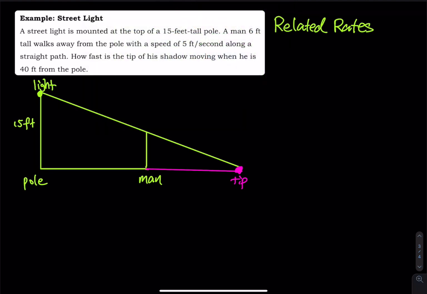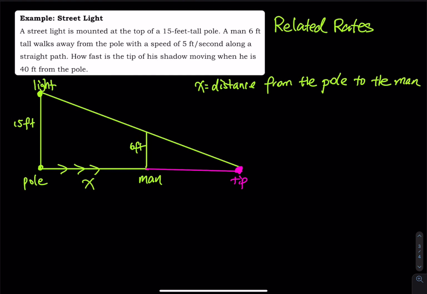A 6 feet tall man, so this is a 6 feet tall man, walks away from the pole. So from here to here, right? This direction, this is the bottom of the pole, walks away from the pole at 5 feet per second. So now this is how I define the length. So I call this x, and then I say that x is the distance from the pole to the man.